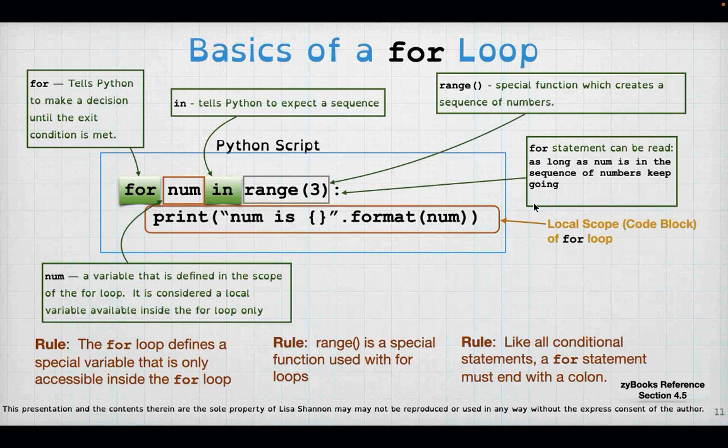Range is a special function. We're going to have a couple slides on it just on its own. It creates a sequence of numbers. And there's ways to control it. There's ways to make it go so it counts forward positively and it counts negatively. There's ways you can do it so you can only have even numbers or odd numbers, all kinds of things. This for statement can be read as: as long as num is in the sequence of numbers, keep going. Now, while there's no visible sequence here, range will create a sequence for you. And then, all we do on the inside is print it.